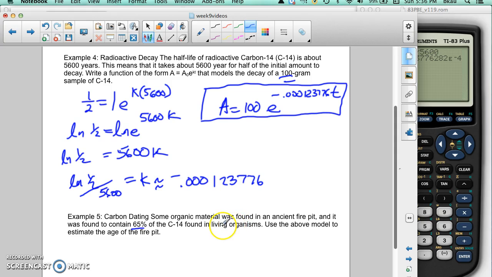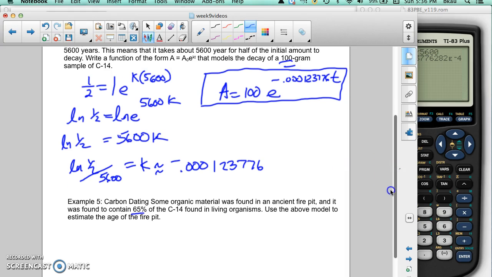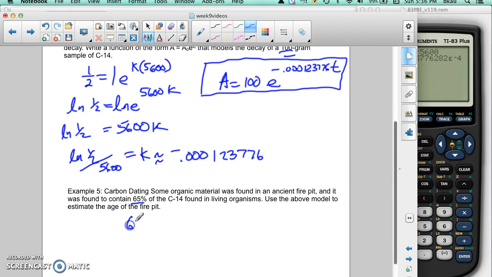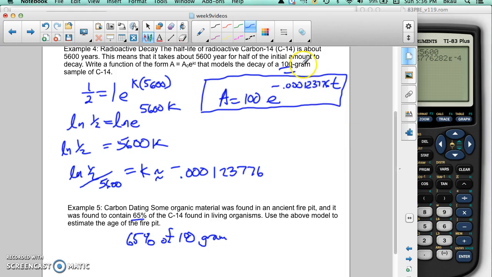So if it had 65%, we would need to take 65% of 100 grams, because that's what we have. We have 65% of a 100-gram thing. So we need to know that so we can put that in for A. To start off with, we're trying to find T in this formula. We want to figure out how much carbon-14 is in our sample. It says 65%.